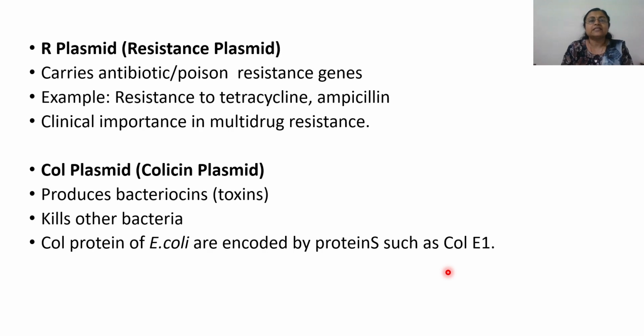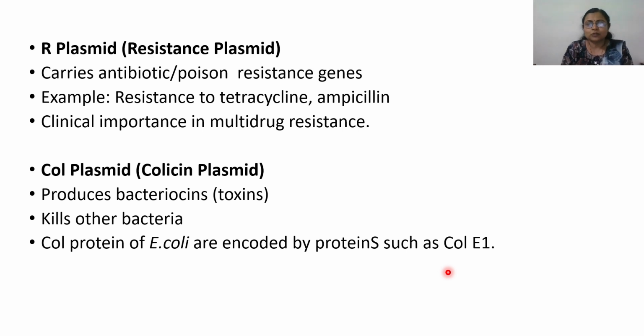So now, the next type of plasmid is the R plasmid. R plasmid is a resistance plasmid. Such a type of plasmid carries genes which show resistance towards antibiotics or poisons. For example, resistance to the antibiotics tetracycline and ampicillin, and at the same time some bacterial cells show resistance towards multiple drugs. So multi-drug resistance is also an important characteristic of some cells which possess R plasmids.